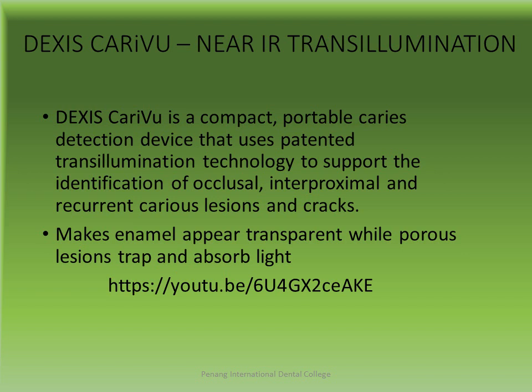It is a simple video which demonstrates the use of the Dexis CariVu, and it is a compact portable unit. It uses the same transillumination principle to help in the identification of occlusal, interproximal, and recurrent carious lesions and cracks. So it makes the enamel appear transparent. This is what I was talking about in the previous slide. The enamel which is not affected by caries will appear transparent, whereas the porous lesions, that is your carious lesions, will trap and absorb light, because of which they will stand out and you can appreciate them.